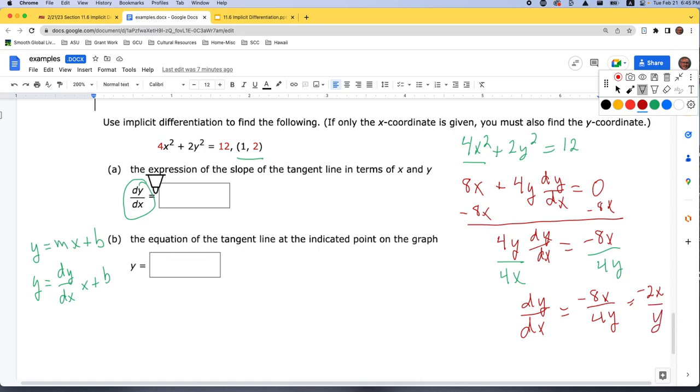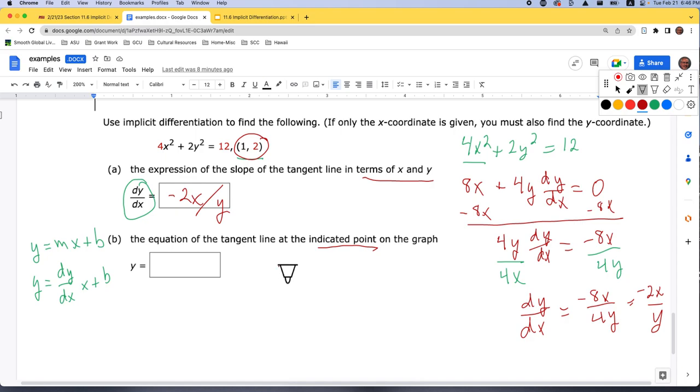Let's see, now what do they want? The expression of the slope of the tangent line in terms of x and y. So they want it in terms of x and y. So what we want to put in here is minus 2x over y. So that's what they want there. When we go to get the equation of the tangent line, they want it at the indicated point. So what does that mean? Plug in x and y in the derivative, and that's going to be our slope, right?